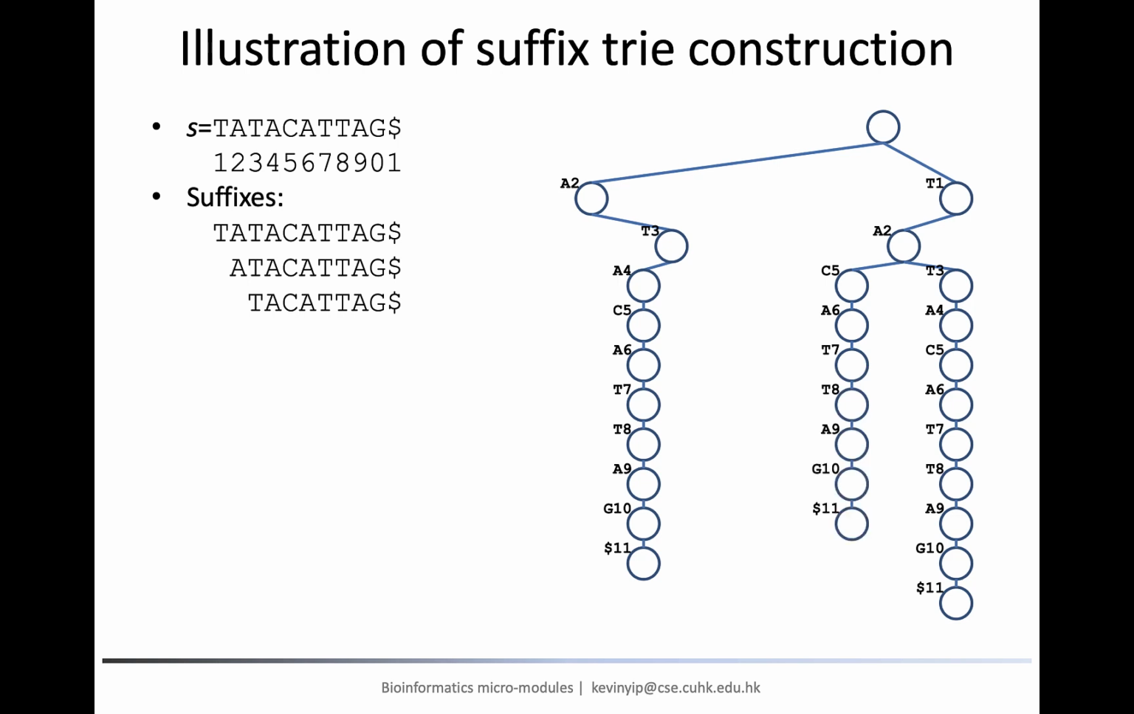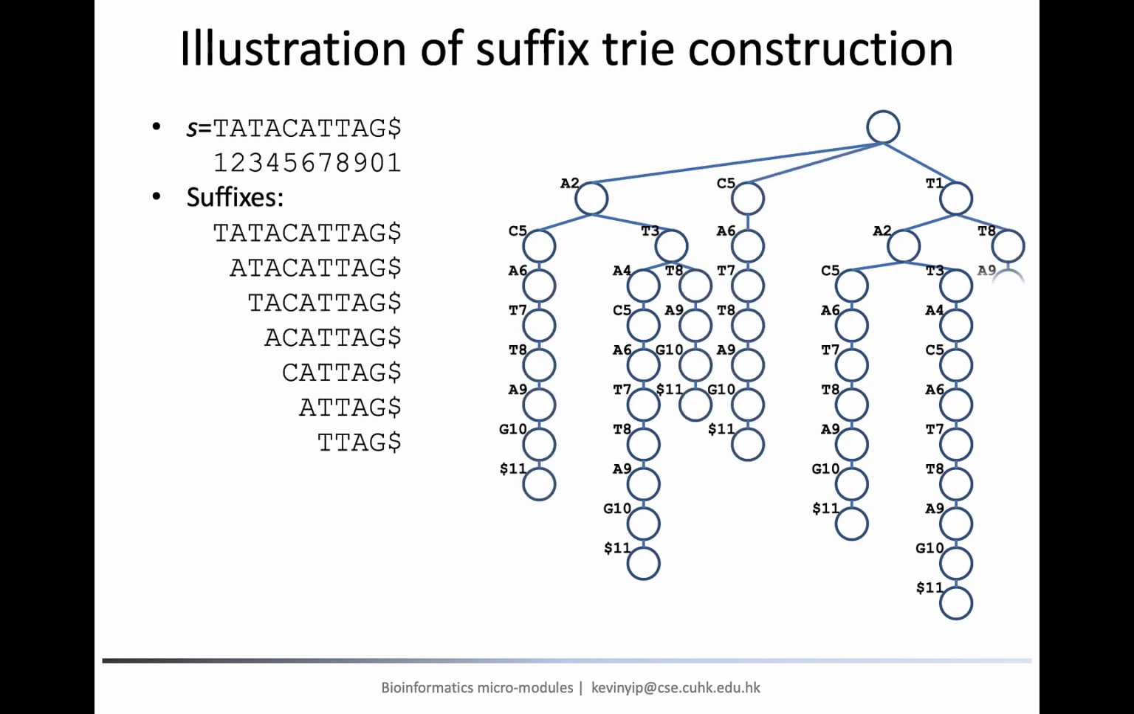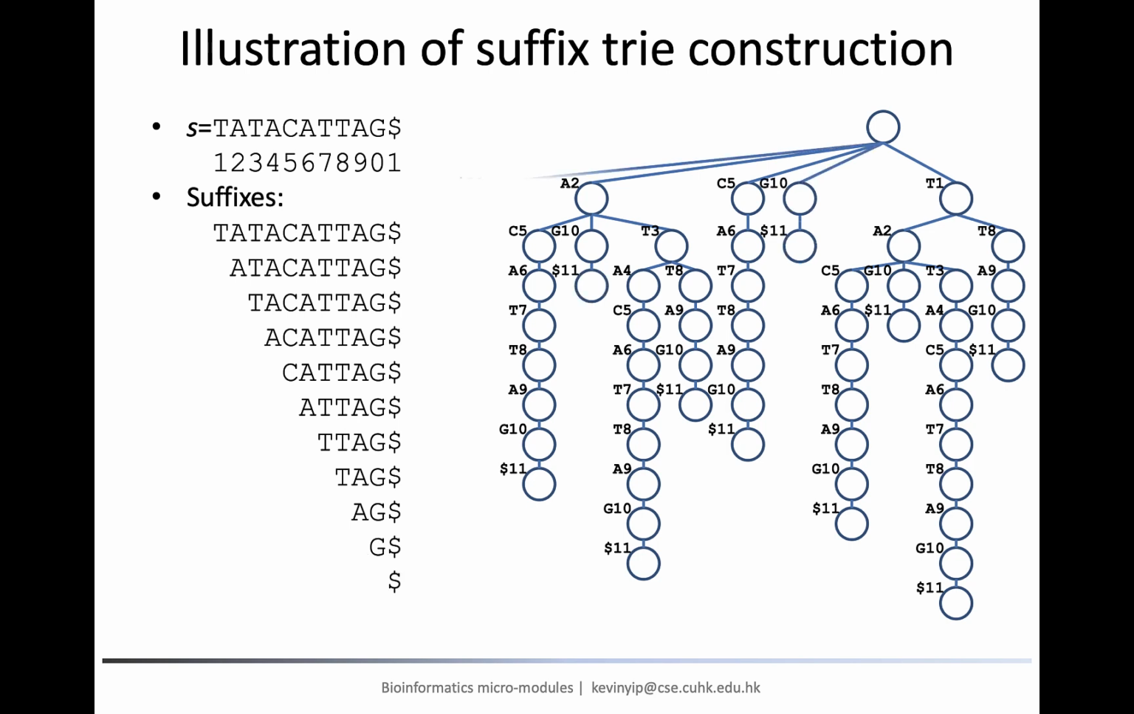Now we insert the third suffix into the trie, but this time one special thing is that the first two nodes are common with the first suffix, and thus we do not need to create these nodes again, but just reuse them. The remaining of the construction process is just the same. We insert the fourth suffix, the fifth suffix, and so on until all suffixes have been inserted. Finally, we get the whole suffix trie.